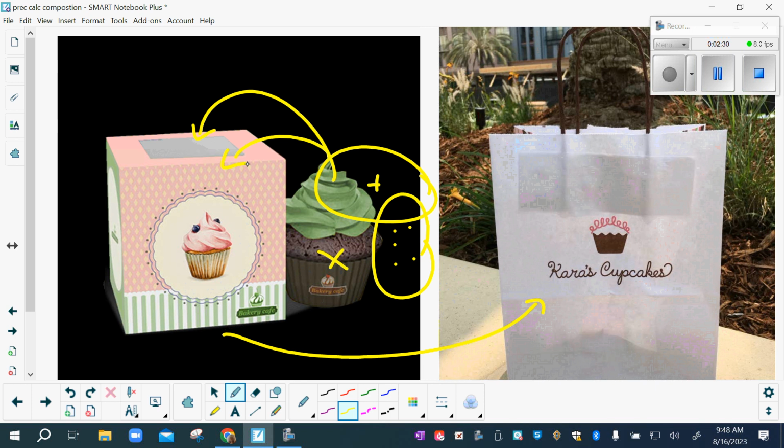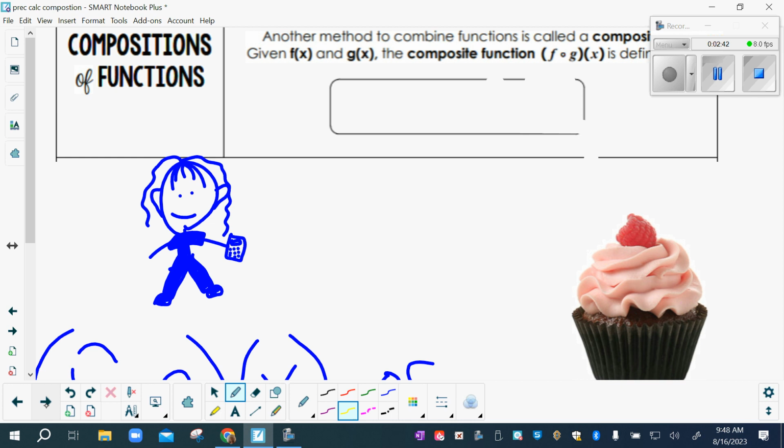So from here on out, I will say we're going to compose these functions. We're going to do function composition. But sometimes if you look at me like, I don't remember what that is, I'll say, the cupcake thing. And you'll be like, oh, I got it. Right? So here comes the actual definition.